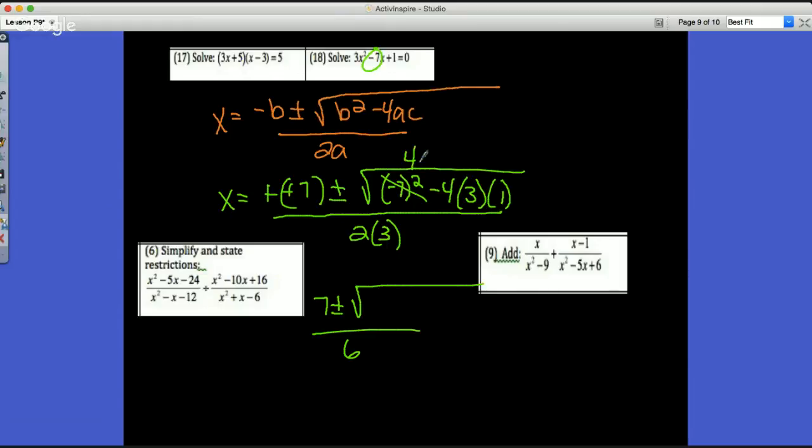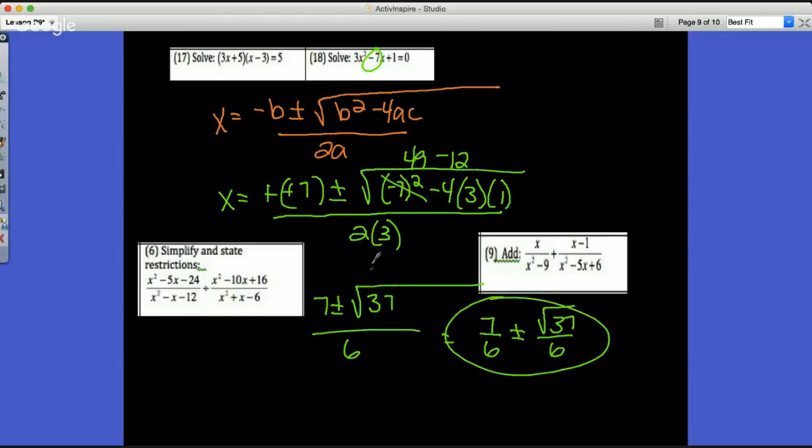-7 squared is 49. -4 times 3 times 1, or we'd say 4 times 3 is 12, with a negative would be -12. And when I subtract, we would get the square root of 37, which I don't think I can simplify. So you could either keep it as is, or you could say 7/6 plus or minus the square root of 37 over 6. Either of those answers will work for the test on Thursday.